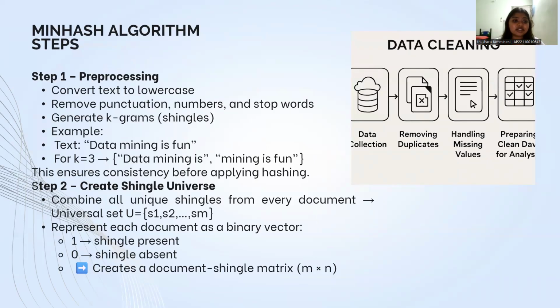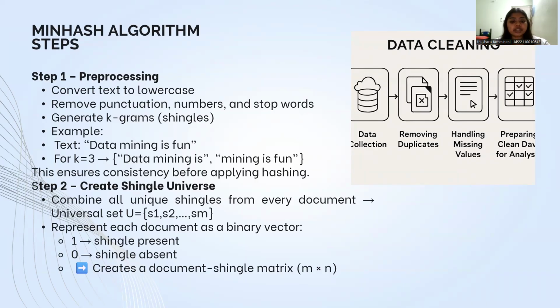So let us see stepwise how MinHash actually works. Step one is pre-processing. First, we clean the entire text, convert it into lowercase, and remove punctuation, numbers, and stop words like "the" or "is". Then we create shingles. For example, "data mining is fun" becomes "data mining is" and "mining is fun". Here the k is 3.